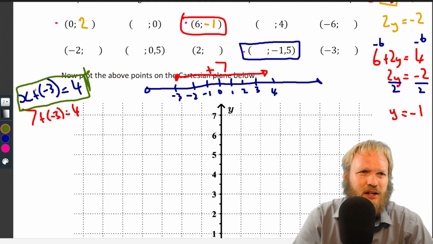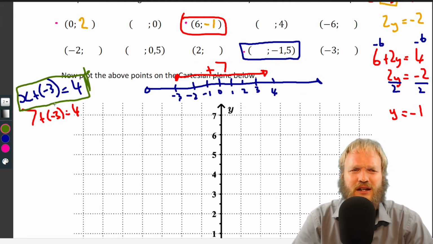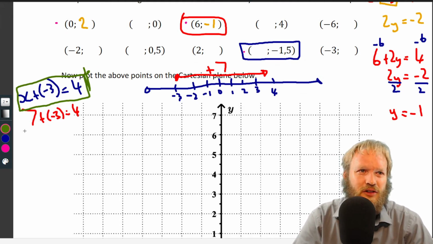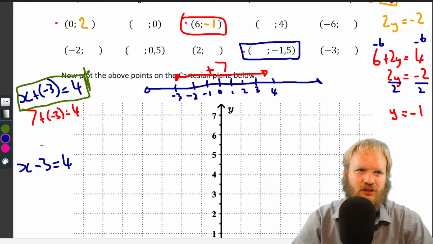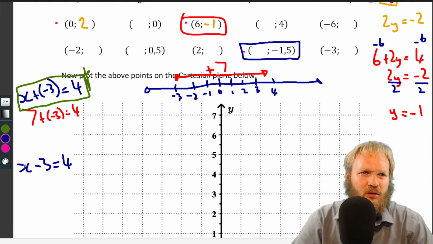One way I think about it is, well, if we're adding negative 3, that's the same as subtracting. So this is the same mathematically as x minus 3 equals 4. Because if we're adding a negative, then we're subtracting. So we can just ask ourselves, what do we need to subtract 3 from to get to 4?